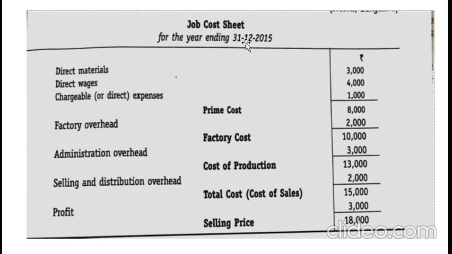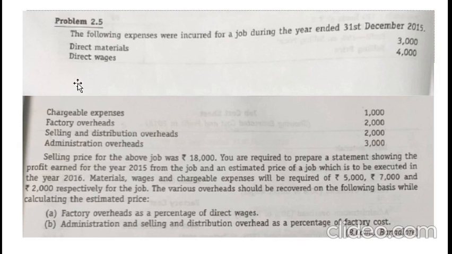So this is your job cost sheet for the year ending 31st 12/2015, and they have also asked us to prepare an estimated cost sheet for the year 2016. First we will prepare the cost sheet for 2015 with the information given. So in this, first you need to find out what are your direct expenses. Your direct material, direct wages and chargeable expenses are your direct expenses. Chargeable expense is nothing but it is also called direct expense. So these three expenses will be added up to find out your prime cost.